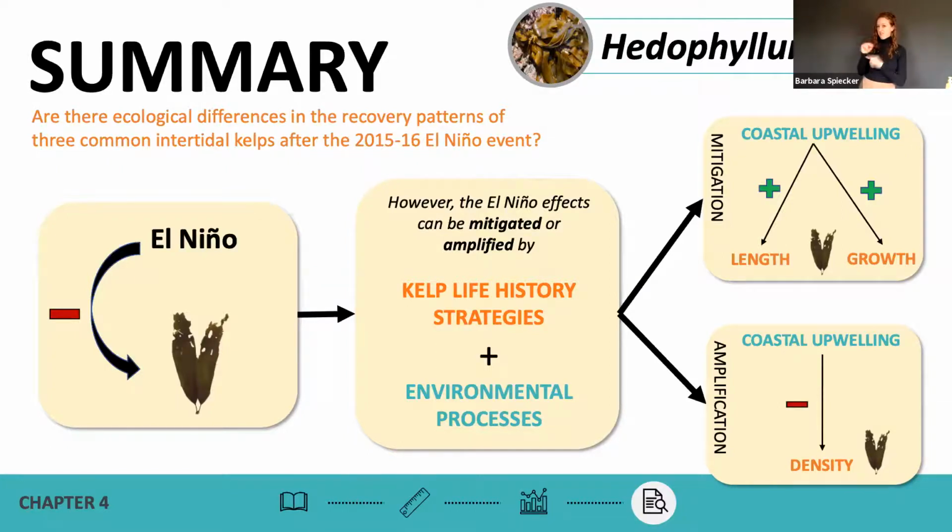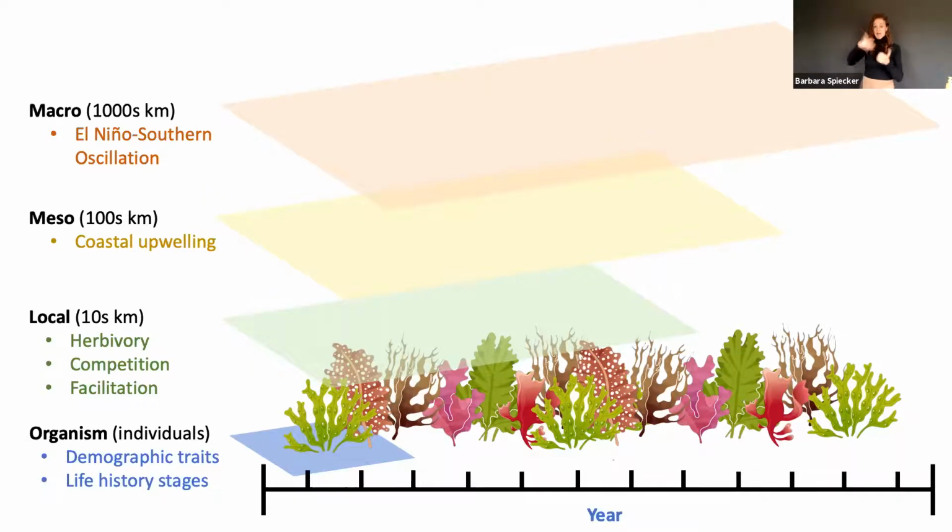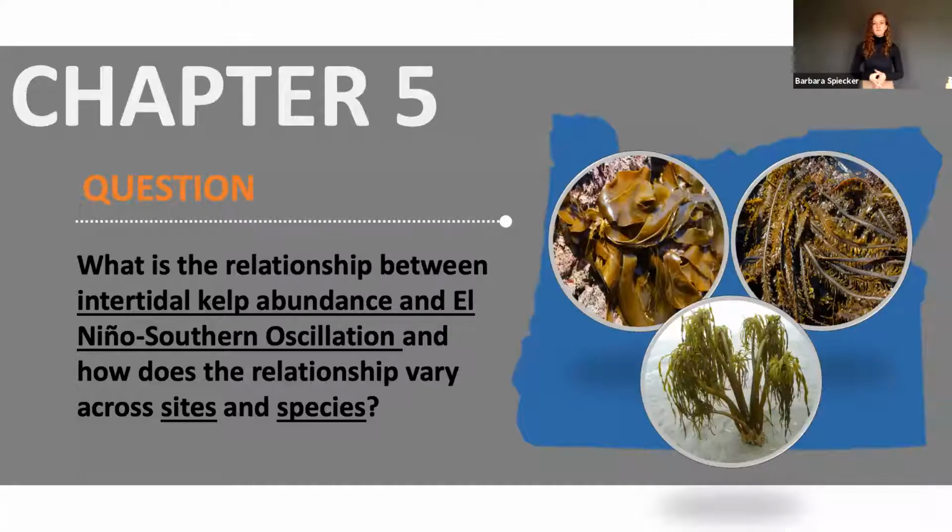On the other hand, my study also showed that coastal upwelling amplified or compounded some of the detrimental effects of El Nino, since it increased phytoplankton-induced shading as well as mollusk grazing on those juvenile kelps, thereby reducing their density. So now we've seen various interactive effects of these processes operating on different scales to produce different responses in intertidal kelps. So now how do these processes and the interactions between them change through time? I'll switch interpreters.